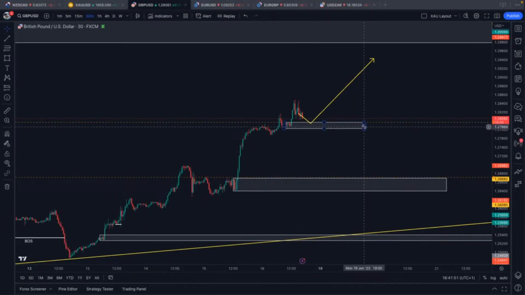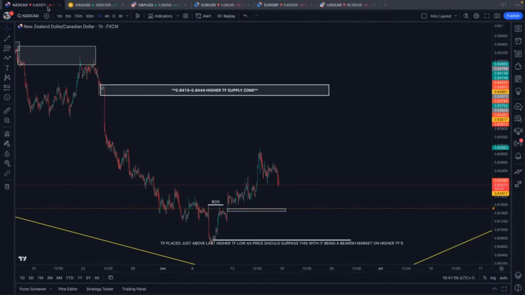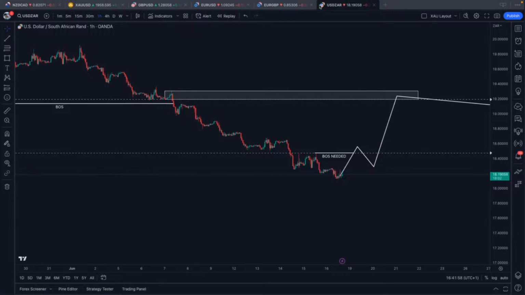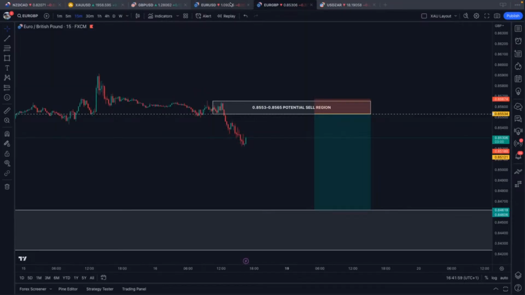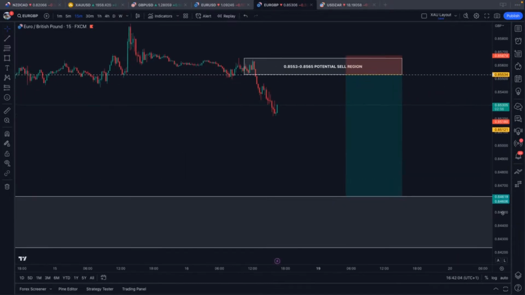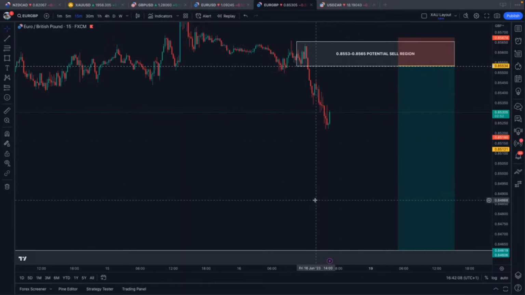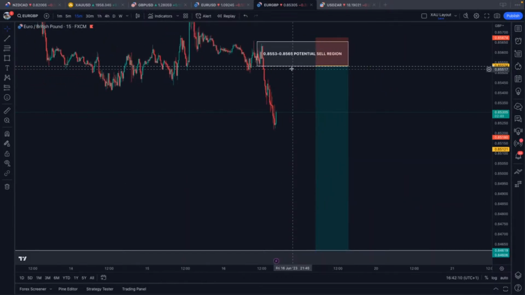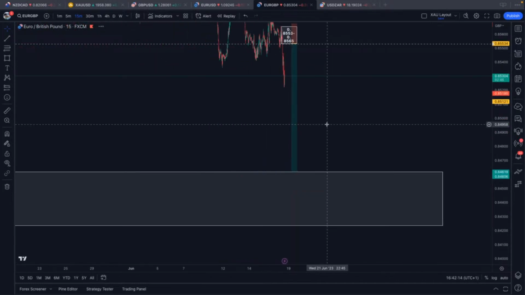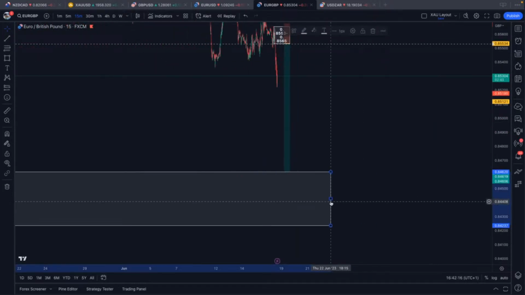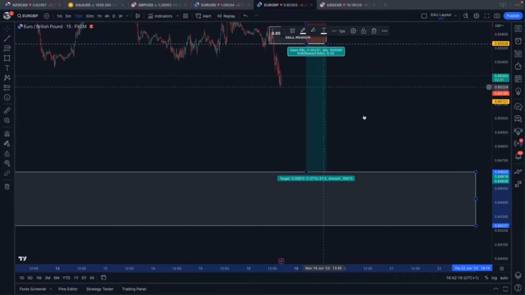We're still waiting for price to trade us into this. Still waiting there. Still waiting for price to pull back into this as well. But that's definitely a position I will be looking to place on the Euro Great British Pound. So if you haven't marked this out, please mark this out as an area to potentially sell from, because we definitely will be looking to sell from this.